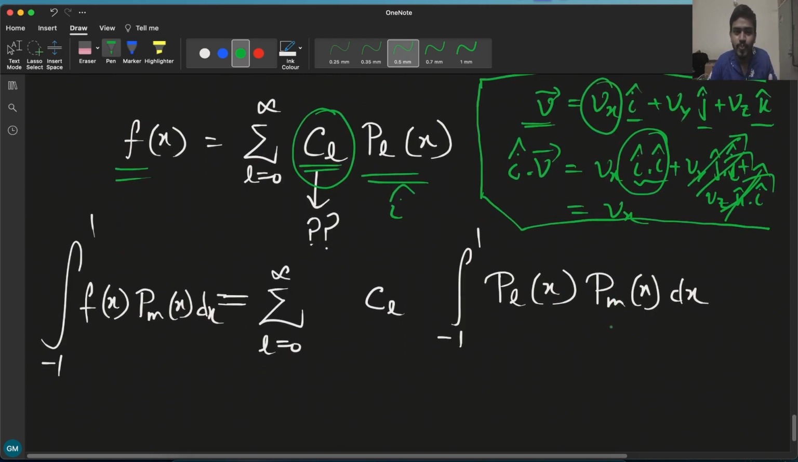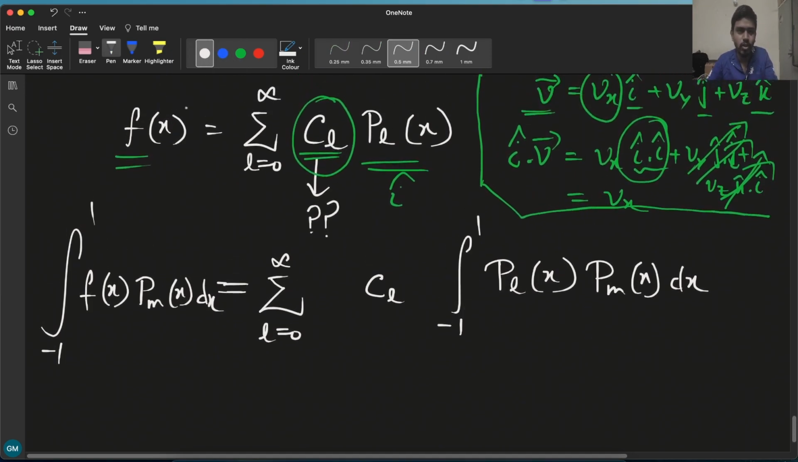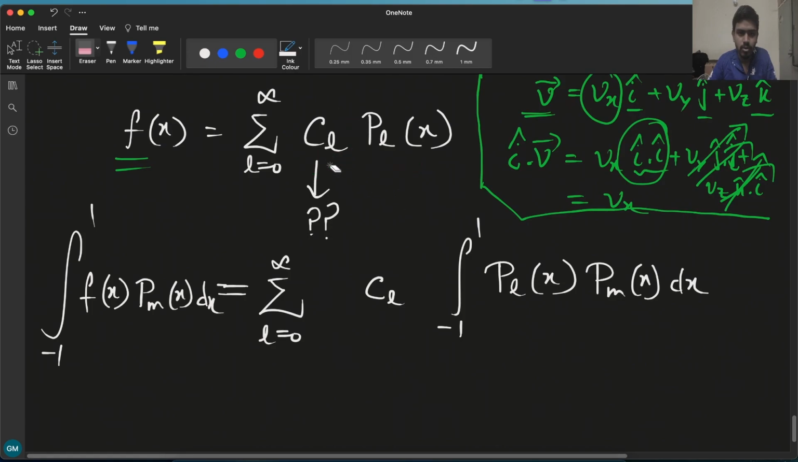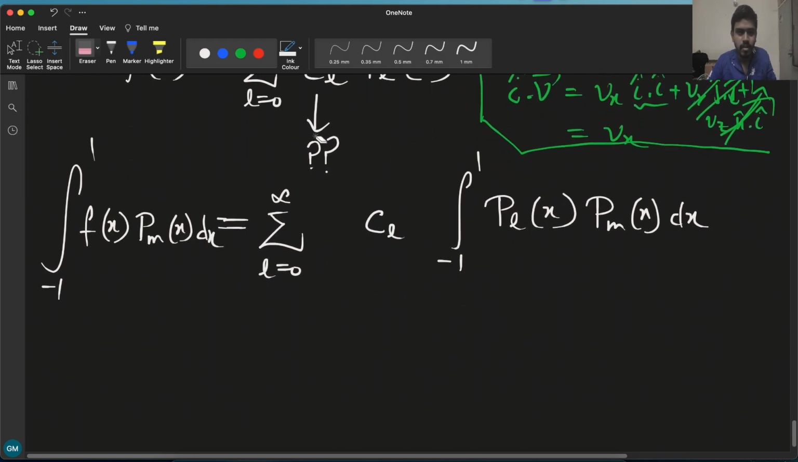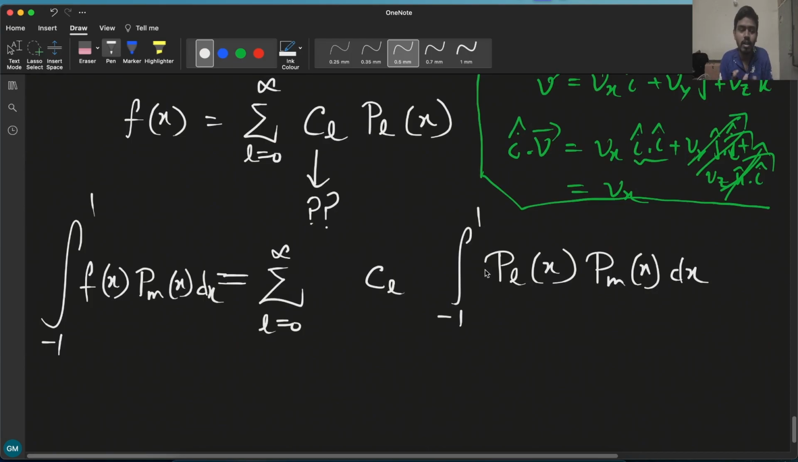So if we want to know what c_m is, the m-th component, let's say l is a summation index, so what is the m-th coefficient c_m, in that case we will do the dot product with P_m(x). That's what we are doing. All these tricks and ideas come from these 3-dimensional Cartesian vectors. But here we will only be dealing with abstract algebra. We are not talking about any directionality.